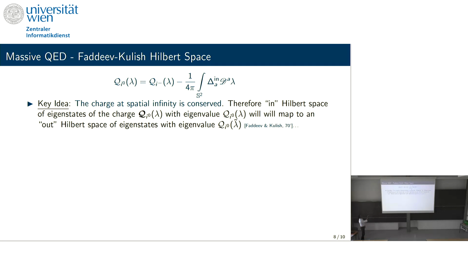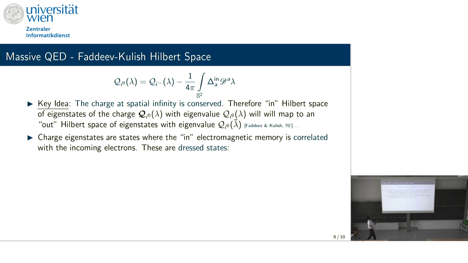Okay, so the real way of phrasing what they're saying is that they're going to use this conservation of charges at spatial infinity. If you construct an in-Hilbert space of eigenstates of these charges at spatial infinity, you can then argue by this conservation that this in-Hilbert space, with eigenvalue given by this definite charge Q, will map to the out-Hilbert space with this antipodally reflected eigenvalue. So the basic idea is to construct an in-Hilbert space which is an eigenspace of this charge with this particular eigenvalue. And these charge eigenstates are states in which the electromagnetic radiation, the memory, is highly correlated with the incoming electron. These are what people call dressed states.